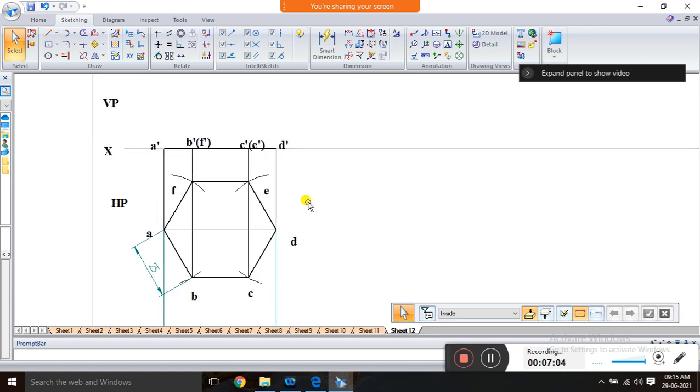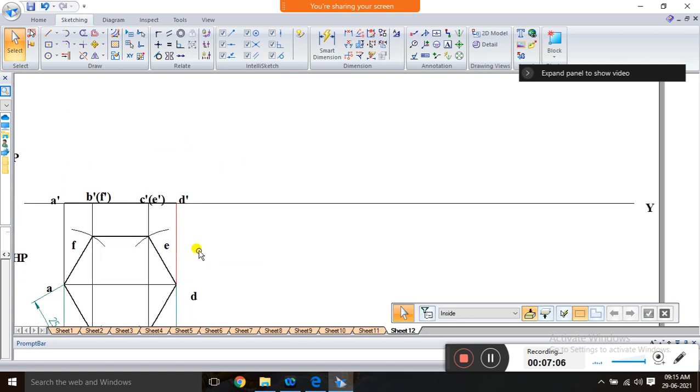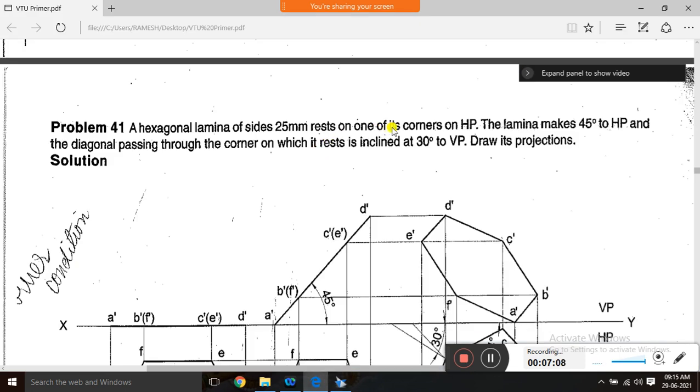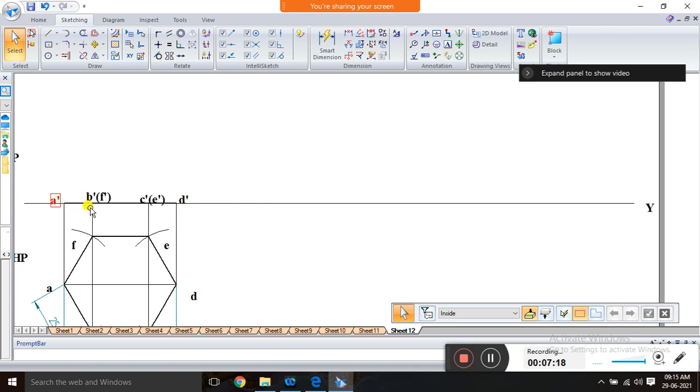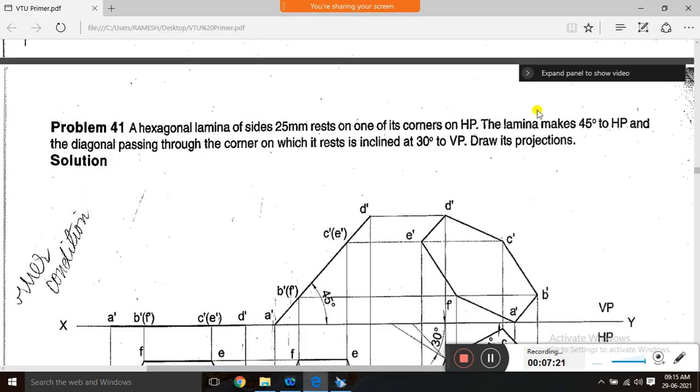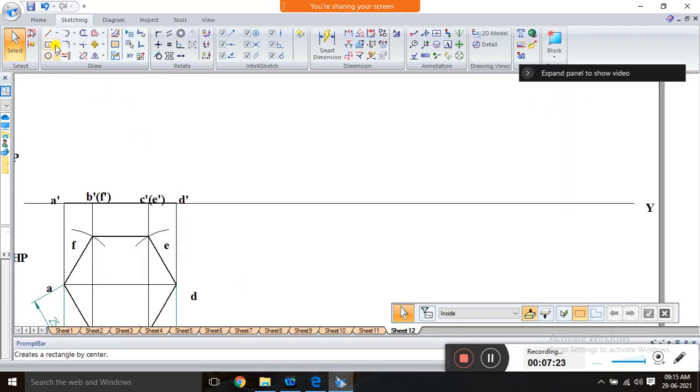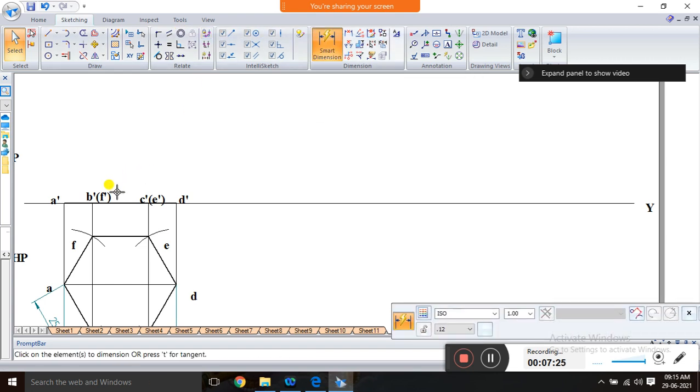Okay, and the second position. In the problem they have given the lamina makes 45 degree to HP. So the second position inclination is to HP, because it rests on HP, so you have to go with second position inclination to HP. So you have to tilt this front view by 45 degree. So you just measure the distance. This is the manual way of construction I am explaining.